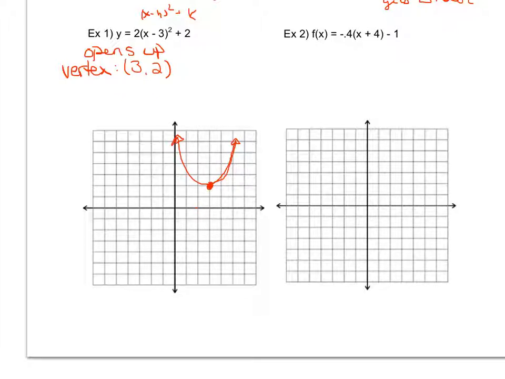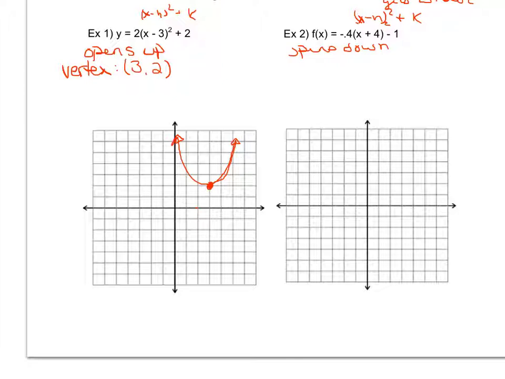And looking at this second example, I am going to go ahead and do the same thing. I see I have a negative out front, so I know I'm going to open down. My vertex: this is in the form x minus h squared plus k, and I do apologize, there should be a square on here. I missed that when I made my template.